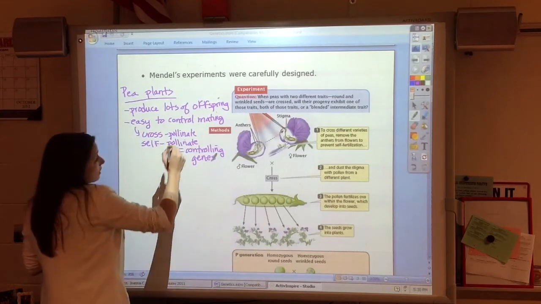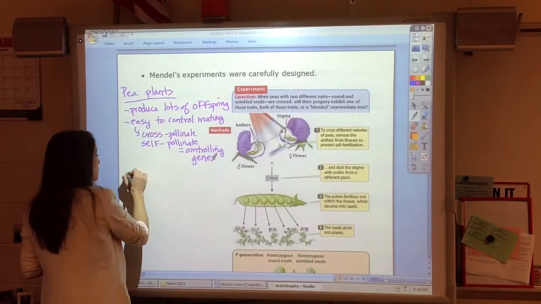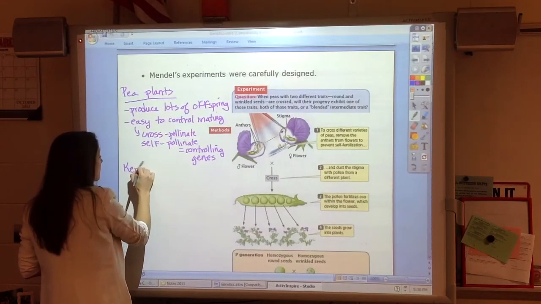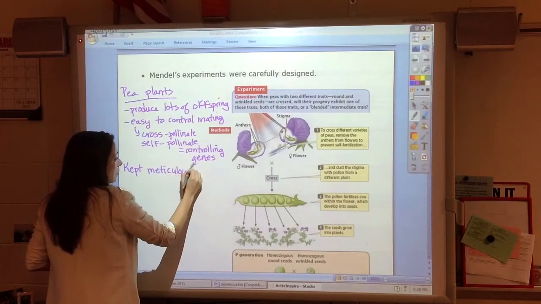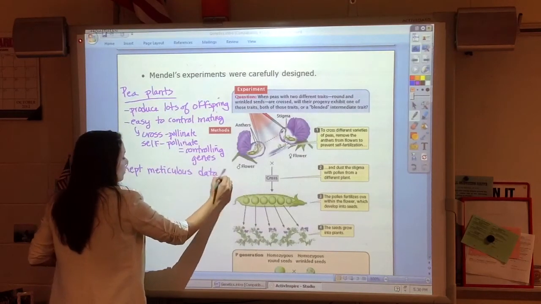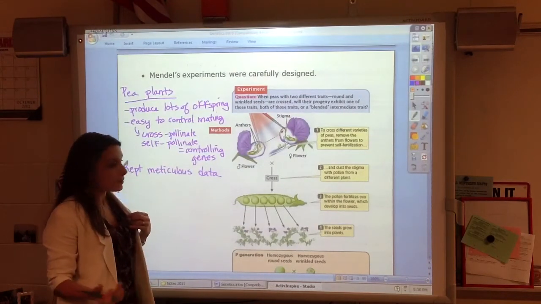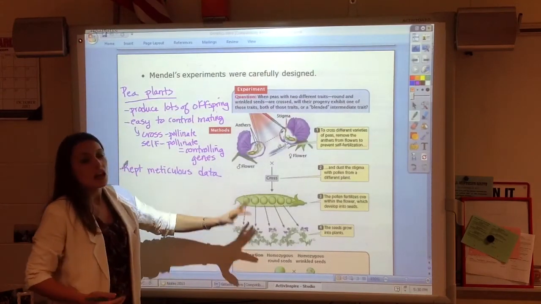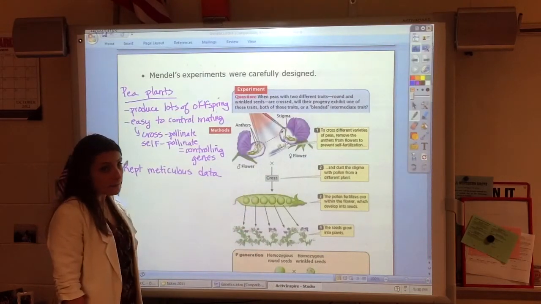He actually not only chose a very good model organism, but he kept meticulous data. So other scientists would say, oh, well, this is more likely to happen. Well, Mendel actually counted thousands of pea plants and got lots and lots of data.